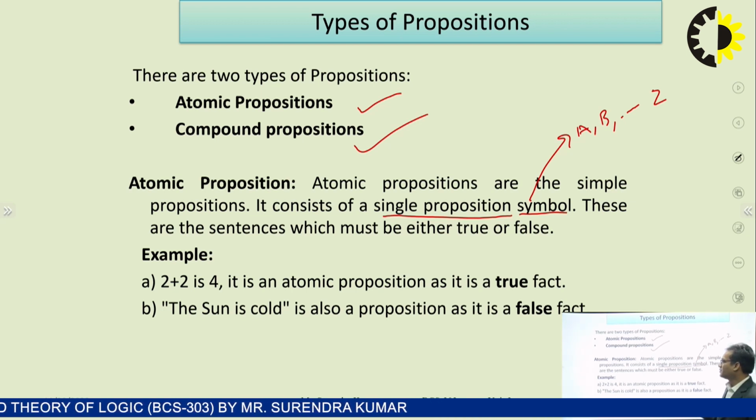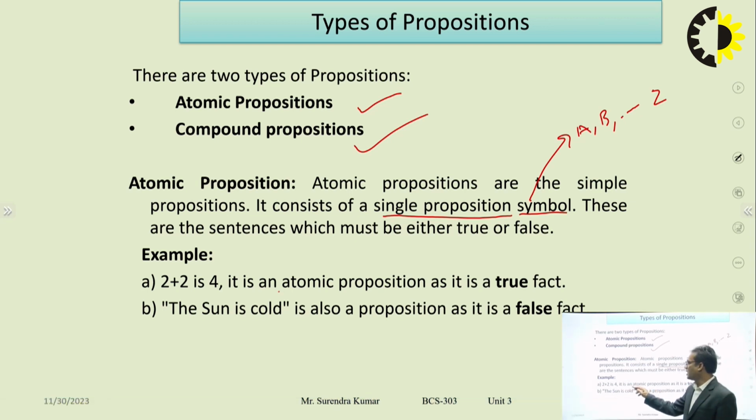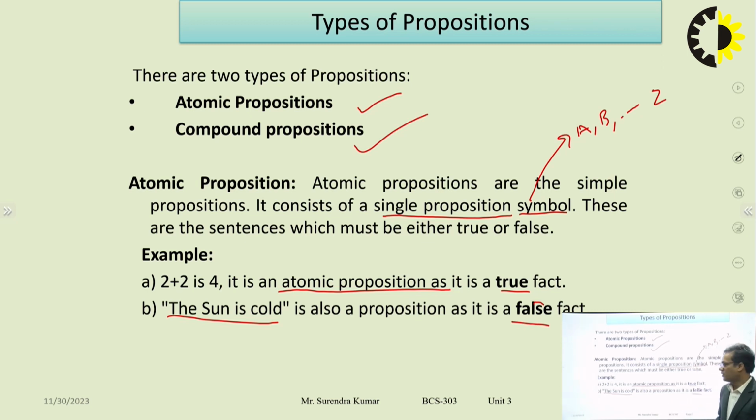You can take some examples here. As you are saying, 2 plus 2 is 4. So it is an atomic proposition because it is either true or false. It is true here, 2 plus 2 is 4. The sun is cold. Again an atomic proposition, but it is a false proposition because the sun is not cold. It's very hot, as you all know.